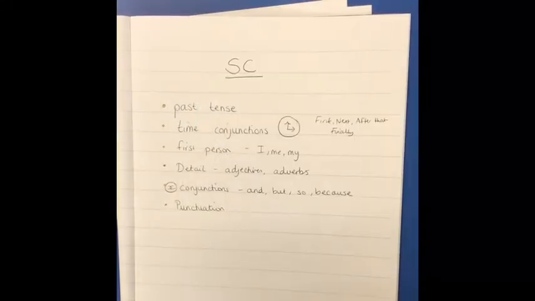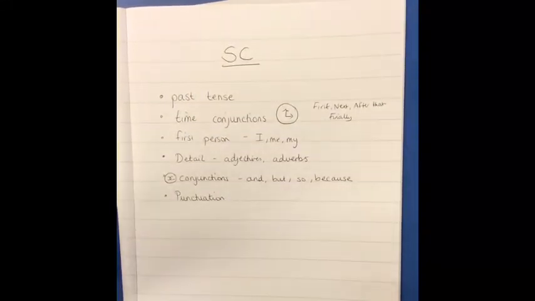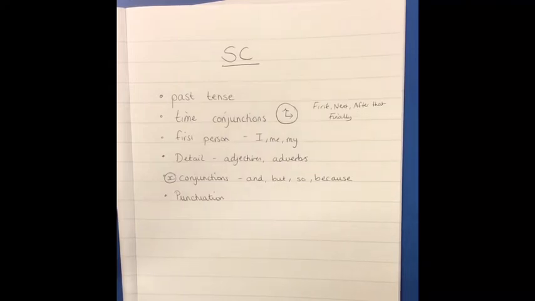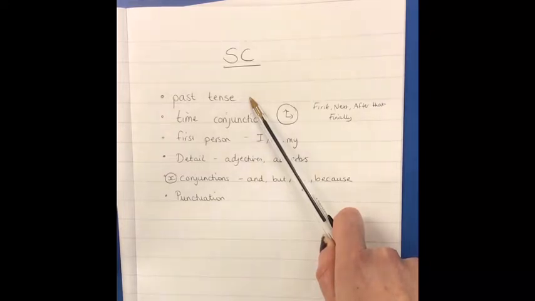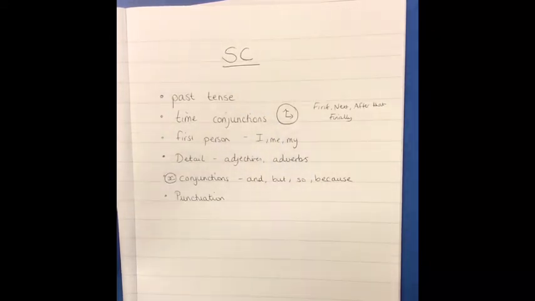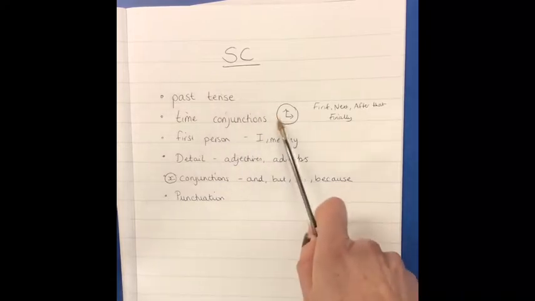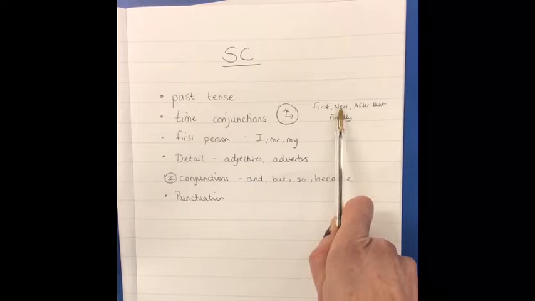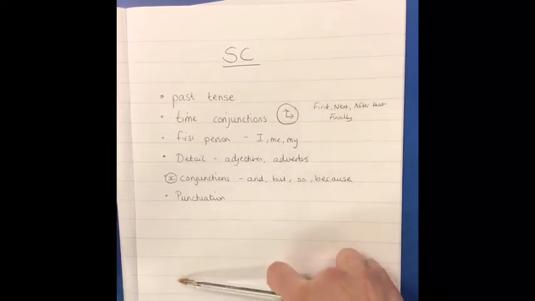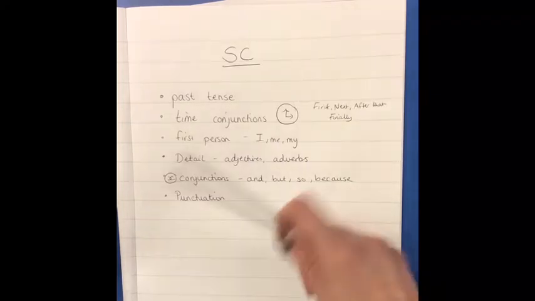So here is my success criteria for diary writing. I'm pretty sure lots of you have lots of these ideas as well. So the first thing to think about when writing diaries is that our diary should be written in the past tense. That means that it's already happened. The event's happened, we're now retelling it, recounting what has already happened. The second thing to think about is using time conjunctions, so things such as first, next, after that, and finally. They show the passing of time, help us to order our work.